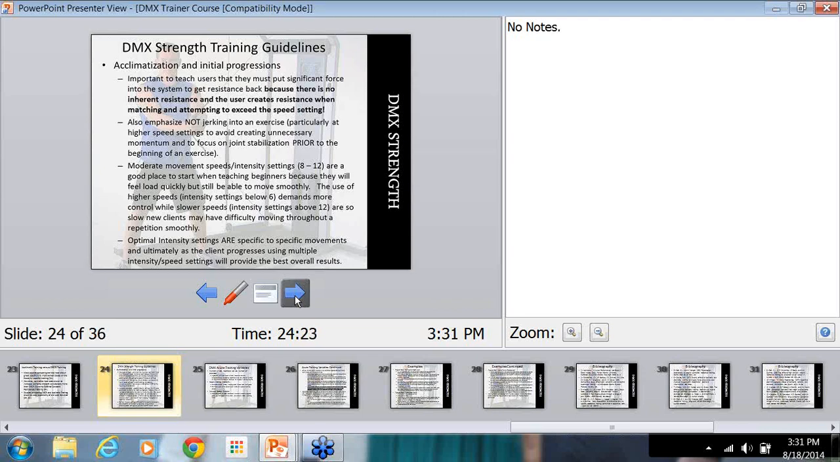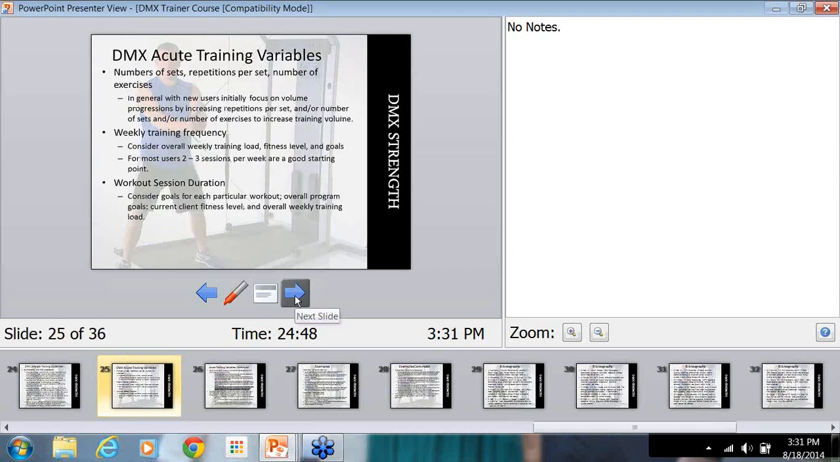Optimal intensity settings are specific to specific movements, and ultimately, as the client progresses, you're going to probably want to use multiple intensity and speed settings. Remember, intensity and speed is the same thing in DMX. So over time, you're going to want to use more than one setting to optimize the neuromuscular development of the client. That's one of the advantages, one of the things we can manipulate with DMX that we can't manipulate anywhere else.